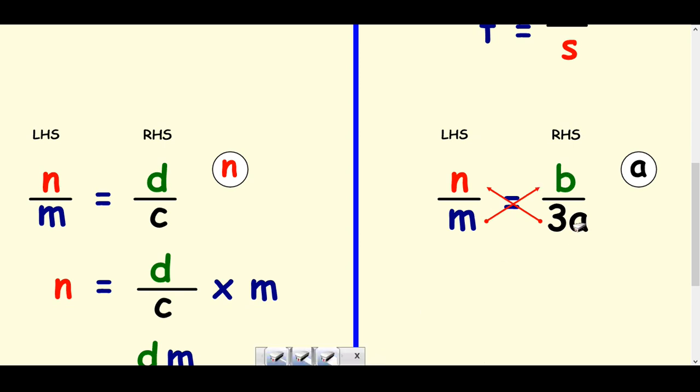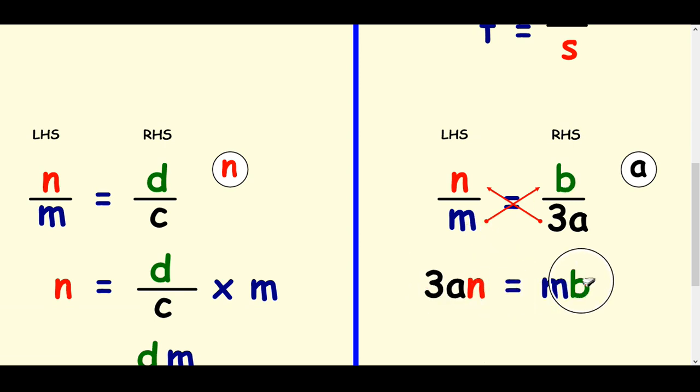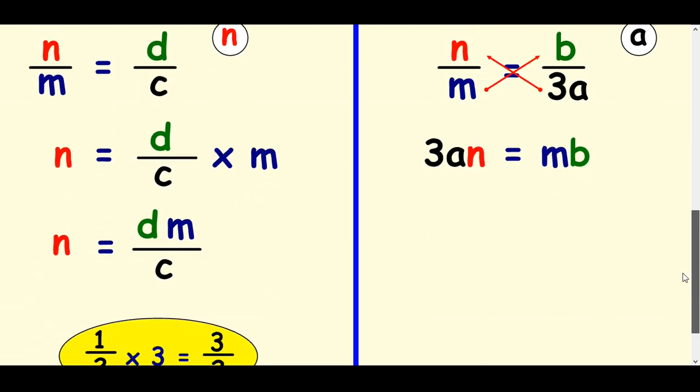This comes up in other areas of maths as well. Good technique to be able to do. So 3a times n is just 3an. And at the same time, times up by the m, and you get rid of the fractions that way. Now what this has allowed me to do is get the subject on the left hand side, what I want, and everything, well, other things on the right hand side, and I've got rid of the fractions. There's one more thing to do, because I want a on its own.